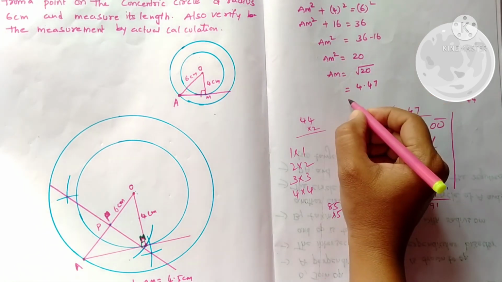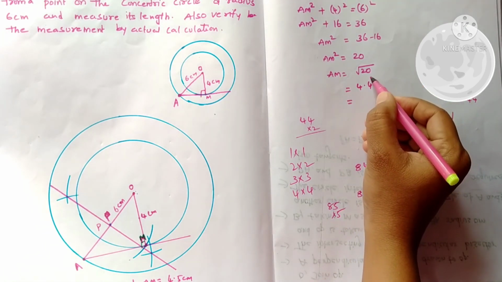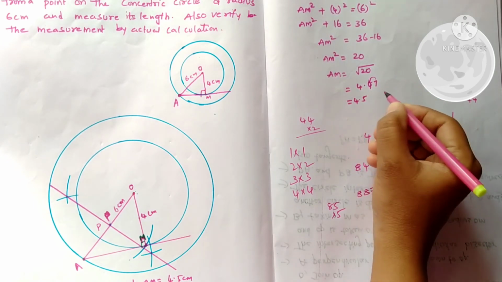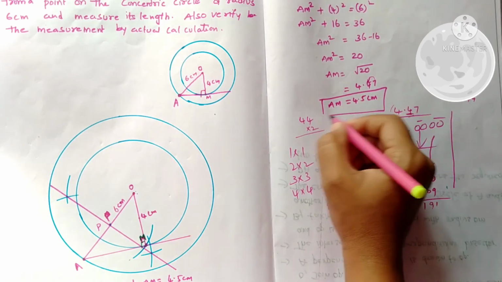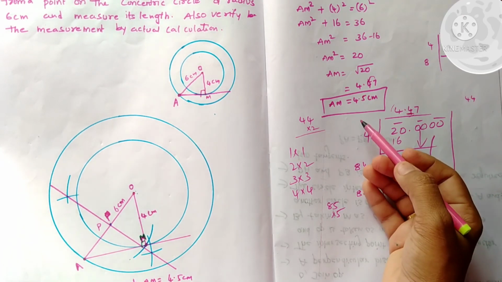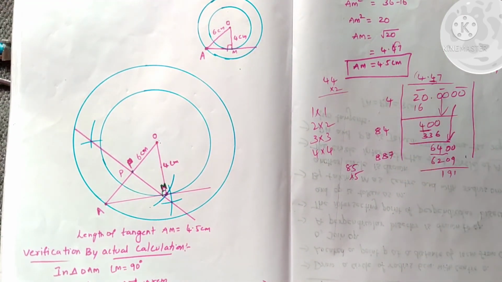If we adjust this, here we have more than 5, so we can add one to the previous digit. So I can take it as 4.5 centimeters. By measuring we got 4.5 centimeters, and by actual calculation also we got 4.5 centimeters. This is the problem.